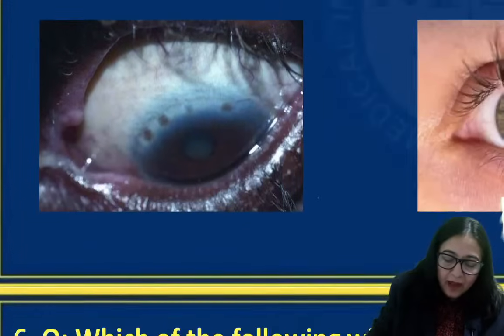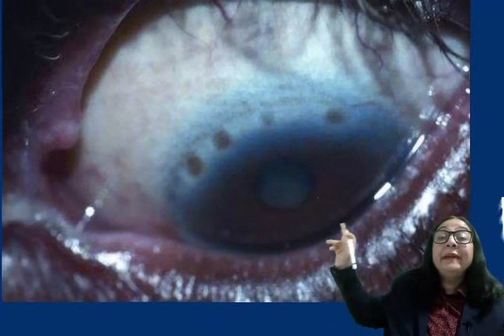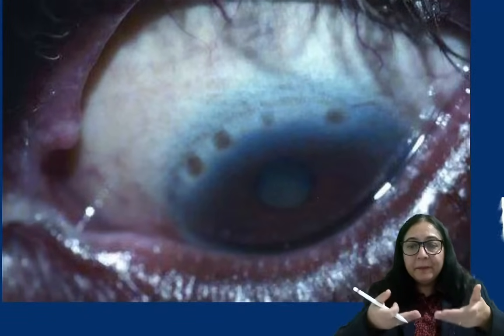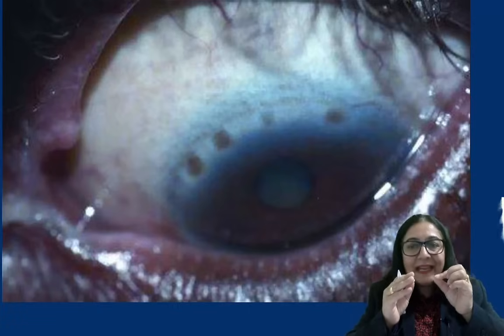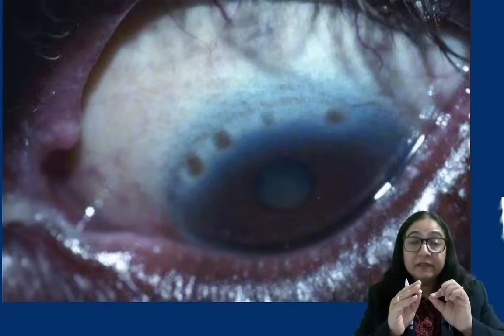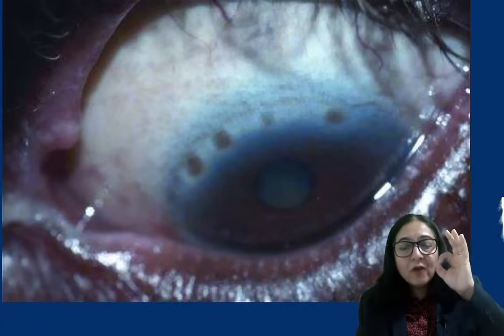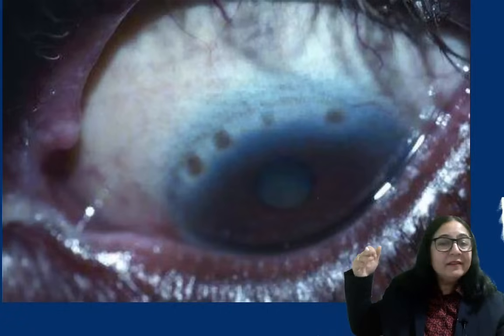Here is how your Herbert pit looks. So what is a pit? A pit is a depression. A pit is an area where there is thinning of the tissue. So here if you notice, the lesion is not raised.